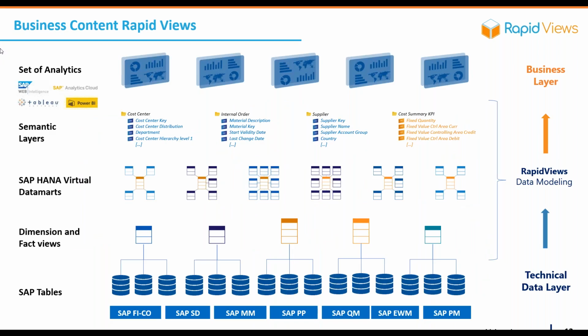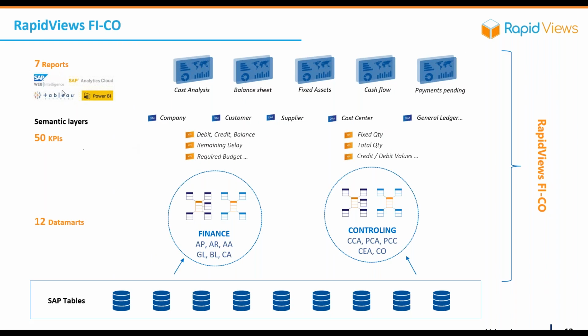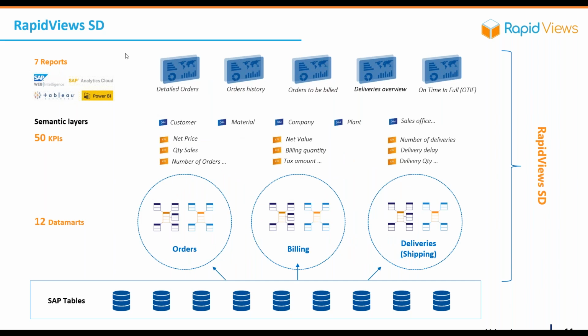Okay, so our business content, what is it? On the top of the core SAP module, we build this concept of views, data mart, and semantic layer. Okay, so we did that for FICO. We have about 12 data mart and more than 50 KPIs covering finance and controlling. We did the same for sales, delivery, orders, billing, and deliveries.